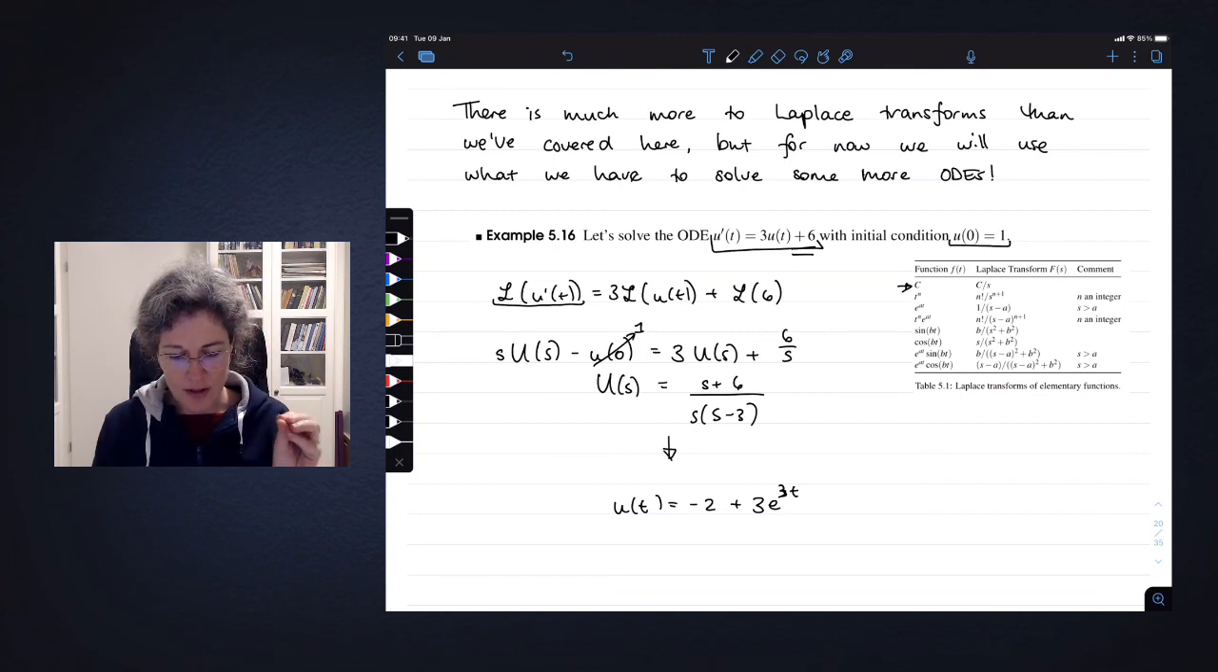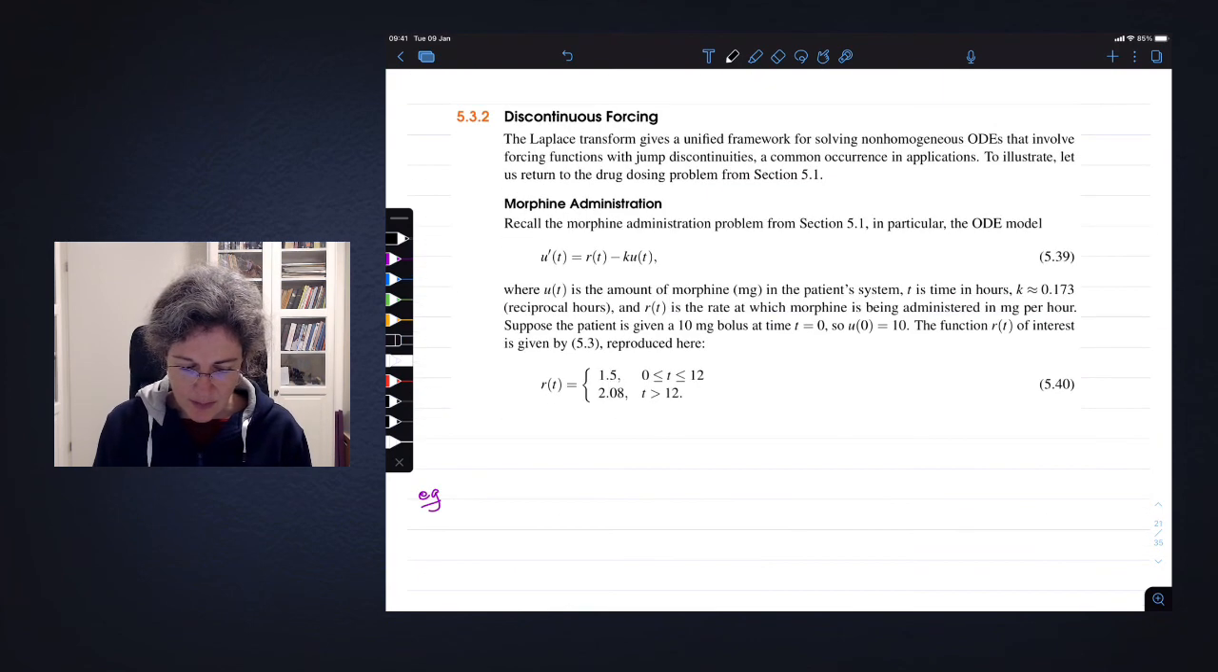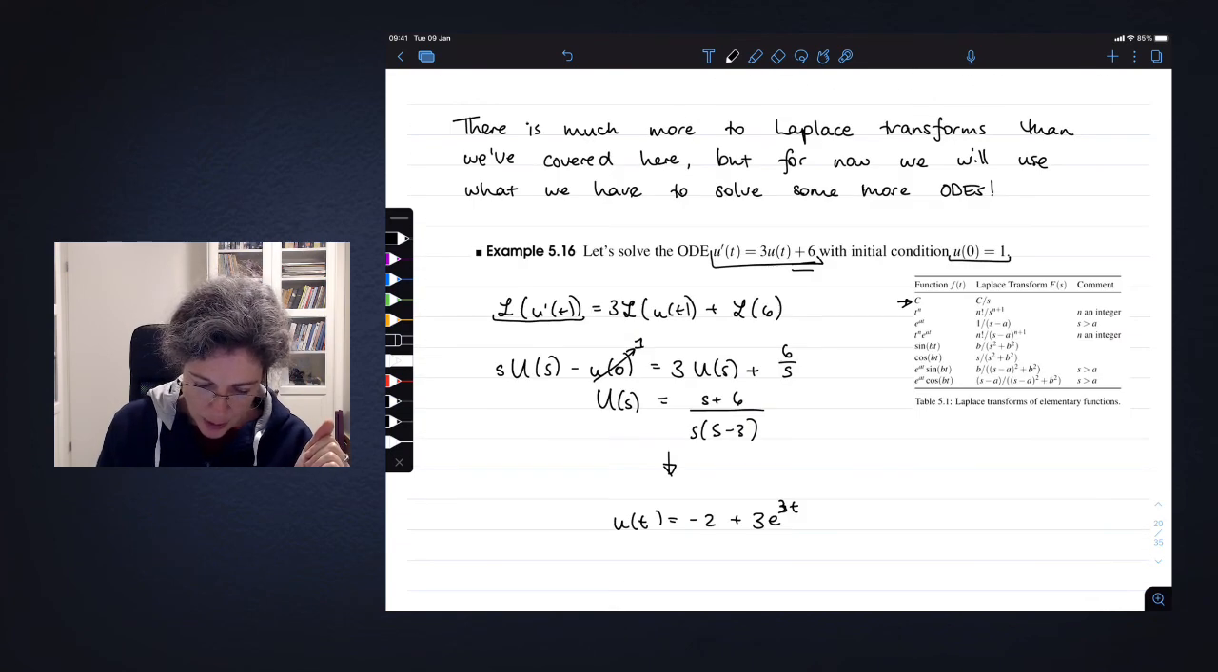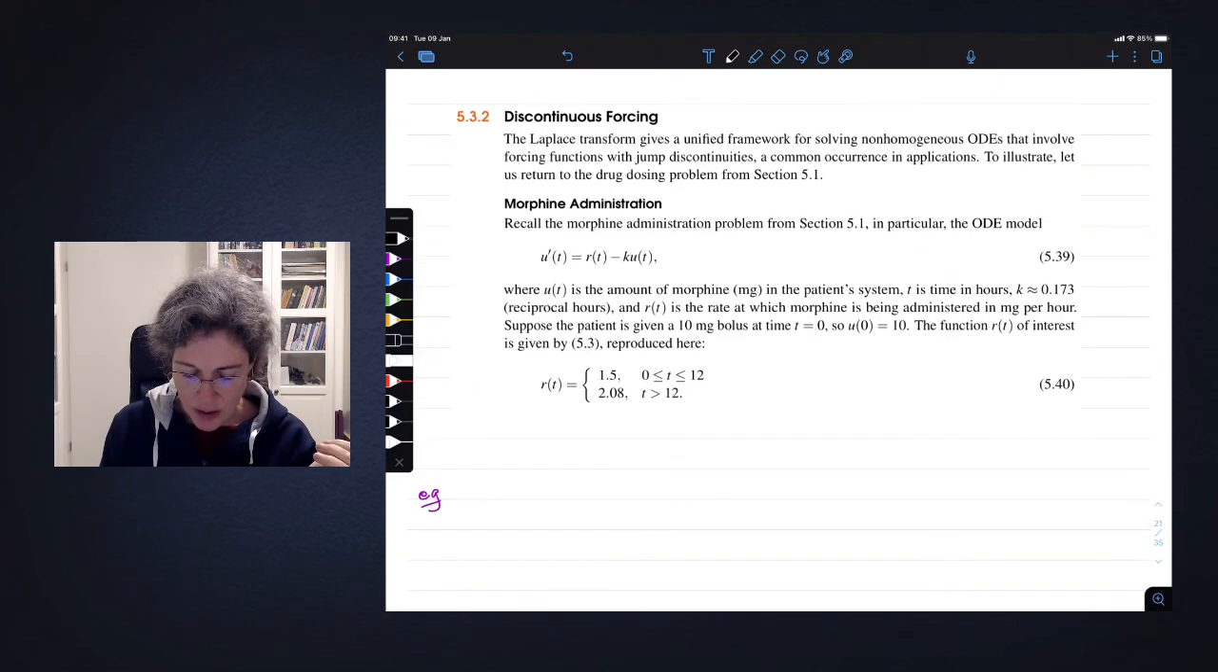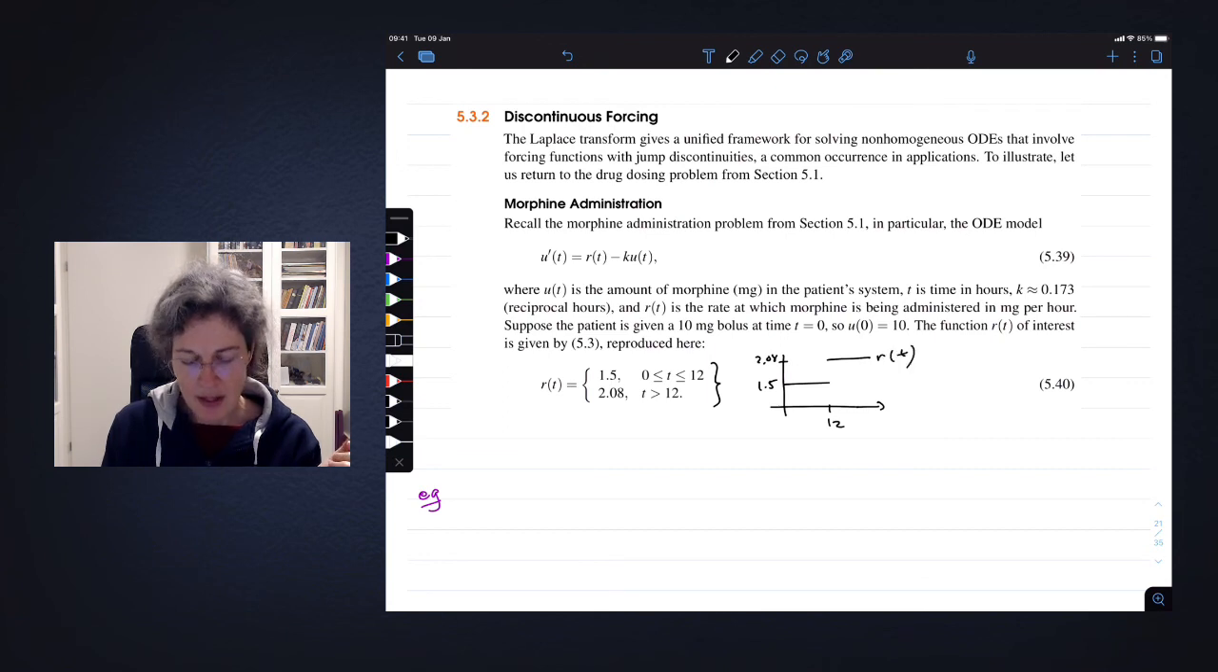We did this example so that we could see that we can use Laplace transforms to solve non-homogeneous differential equations. So where do we head after this? Now we want to think about when we've got discontinuous forcing functions. Over here, our forcing function was a constant, it was continuous, but now we want to think about those cases that we talked about at the beginning, where, for example, our forcing function does something like this. It starts out at 1.5 and then it goes to 2.08 at 12 seconds. So this is our R of t. Those are the kinds of things that we're going to look at in the next video.